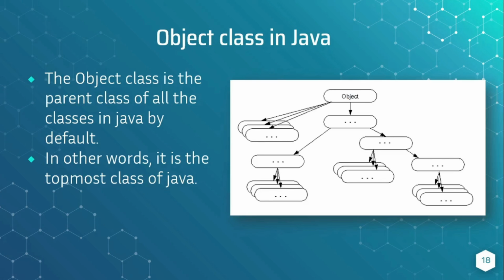Object class in Java. The Object class is beneficial if you want to refer to any object whose type you don't know. Notice that a parent class reference variable can refer to a child class object, known as upcasting.